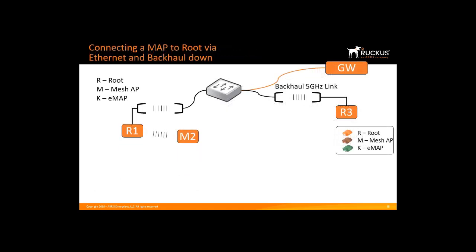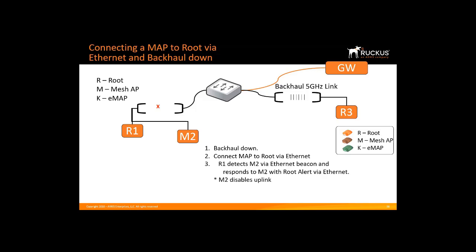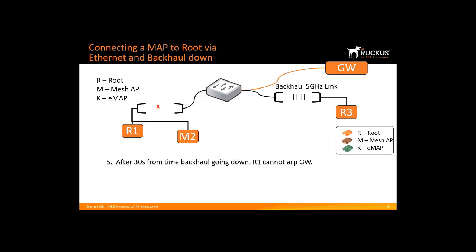Consider a situation of a MAP connecting to a root via an Ethernet and the backhaul is down. In this situation, the root AP does not have a connection to the gateway. We connect a cable between the mesh AP and the root AP. The root AP detects the mesh AP and responds to the mesh AP with a root alert via the Ethernet interface. Mesh AP2 then disables its uplink. Mesh AP2 continuously receives root alerts from root AP1. Mesh AP2's uplink remains disabled.